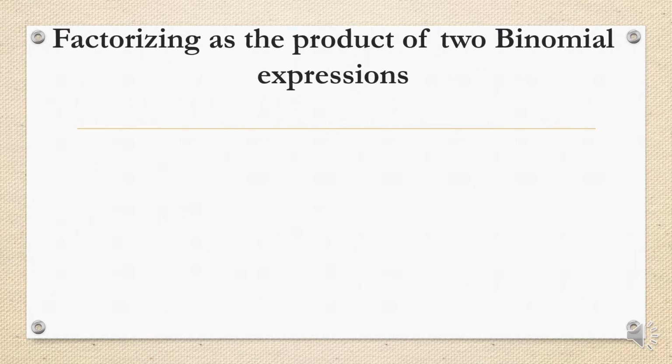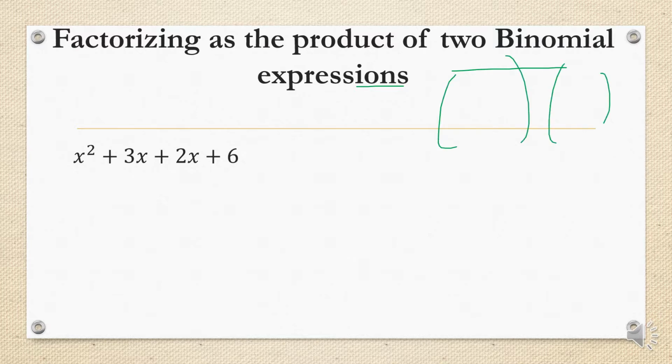Now we are going to be factorizing as a product of two binomials. So after we factorize this, we're going to get what? What do I mean by binomial expressions? You're going to get two binomial expressions, two brackets. Now we can factorize this by grouping.